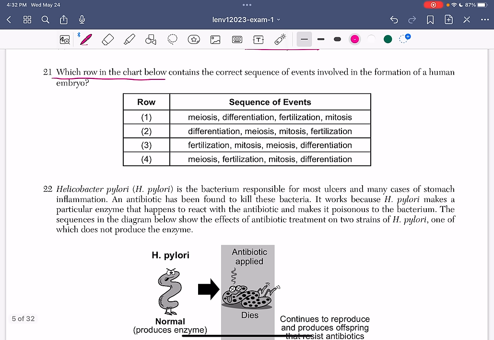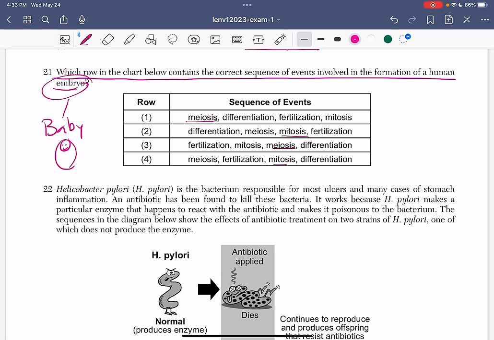Which row in the chart below contains the correct sequence of events involved in the formation of a human embryo? Human embryo, a human baby. Okay, so let's see what we're working with here. We have meiosis. We have mitosis. We have differentiation. And then we have fertilization. The very first thing you need is a sex cell. To make an embryo, you need a sex cell. So you need a sperm or egg. So number one is meiosis.